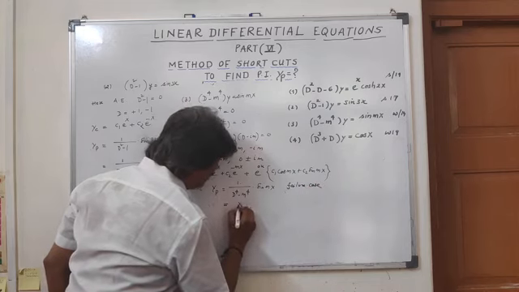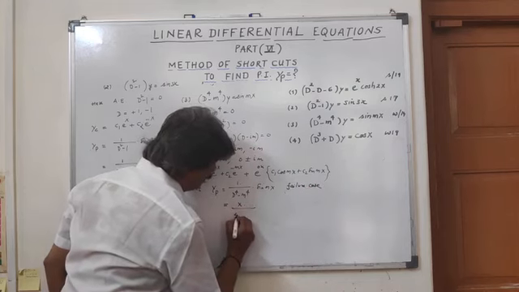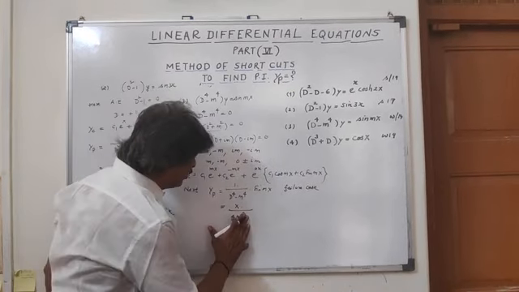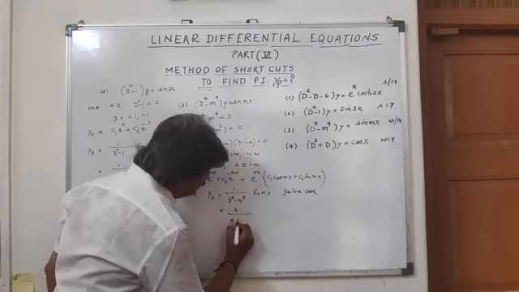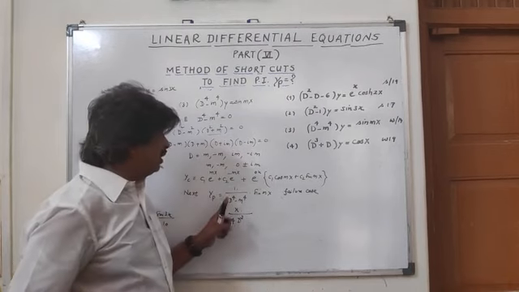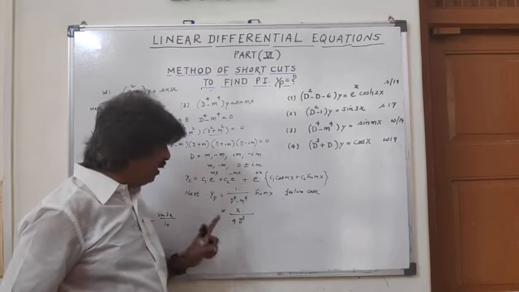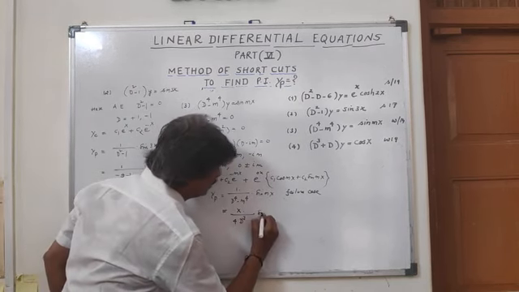We multiply by x and differentiate the denominator, 4d cube, with respect to d. Sorry, not 4m cube, 4d cube. This is f of d, to be differentiated with respect to d. So m is constant here: 4d cube sin mx.